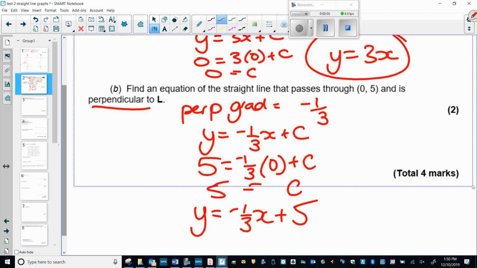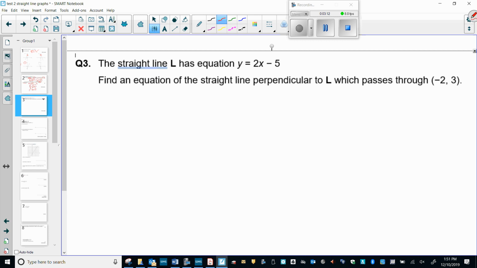Okay? Ideally, at this level, we should recognize that when a coordinate is 0 something, that tells us the y-intercept straight away. So you shouldn't really need to substitute in, but obviously you can at any time. Okay, let's move on quickly. Straight line, y equals 2x minus 5. Find an equation of a straight line that's perpendicular to it.